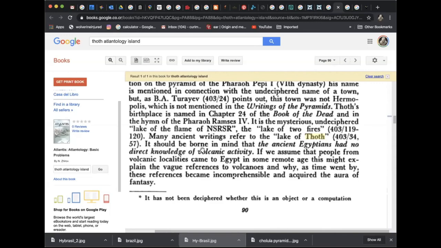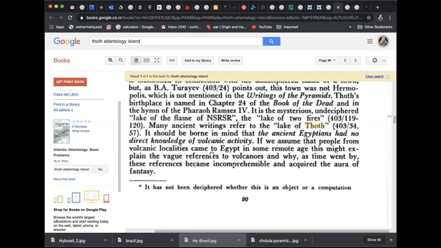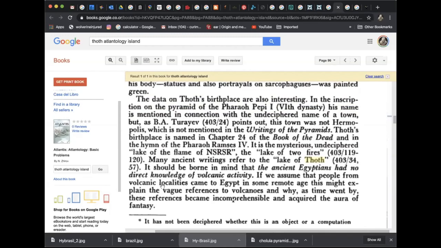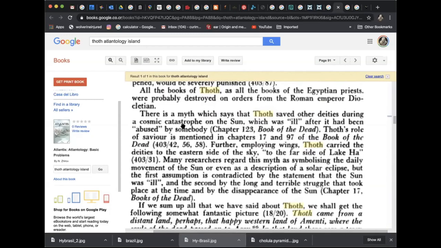Now, saying, if we assume that people from volcanic localities came to Egypt in some remote age, this might explain the vague references to volcanoes and why, as time went by, these references became incomprehensible and acquired the aura of fantasy, because it became a legend. Because we're like, what is a volcano? What do you mean a mountain that blows fire? Now it says here, there is a myth which says that Thoth saved other deities during a cosmic catastrophe on the sun, which was ill after it had been abused by somebody. All right. That's in the Book of the Dead. Thoth's role as savior is mentioned in chapter 1797 of the Book of the Dead.